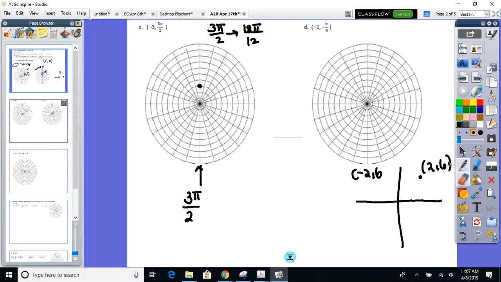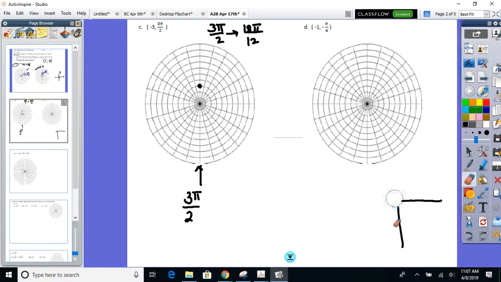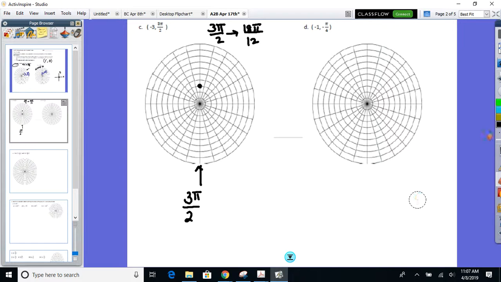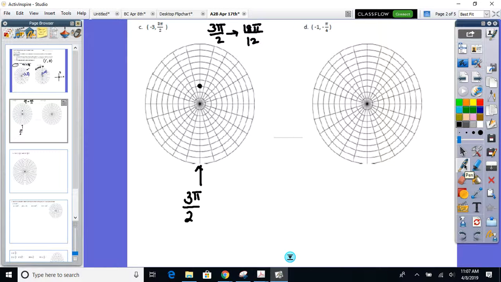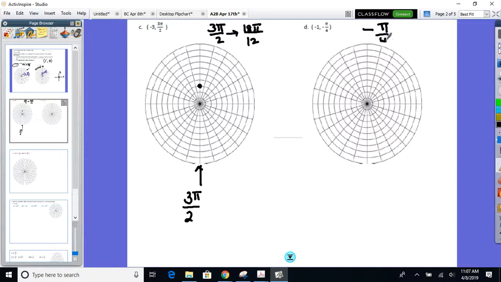All right, everyone hold up. Can you find negative pi over 4 on your own? Can you find where on the graph negative pi over 4 is? Turn it into 12 if you need to. What is it in terms of 12s? -3 pi over 12, but remember, you're going clockwise though, right? Clockwise. So ready? I'm going to go 1, 2, 3. Here's where it would be.